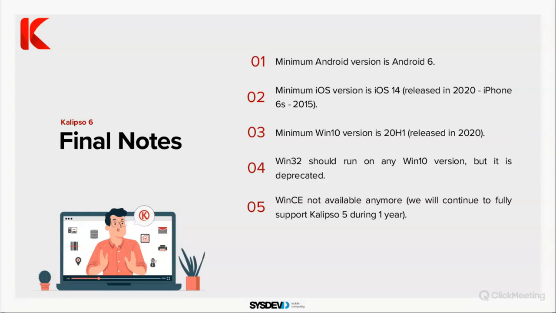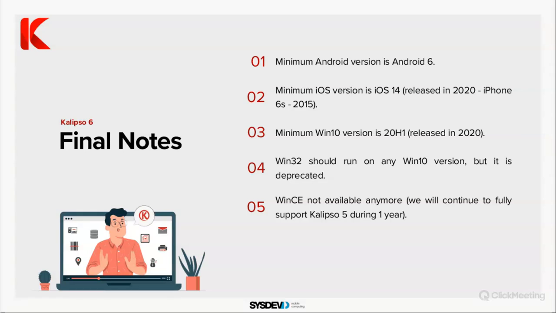So, and another thing is Windows CE is not available anymore, okay? So, we will continue to support Kalipso 5 for another year. And if you're still worried about projects that may go over 1 year, well, Windows CE or Windows Mobile is dead for over a decade. And we do not expect it to stop working because nothing is changing. Okay?